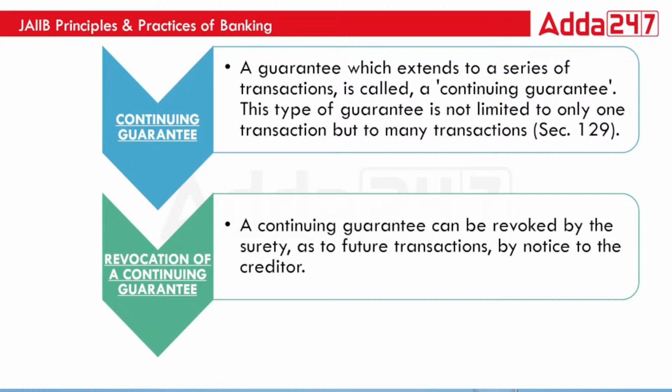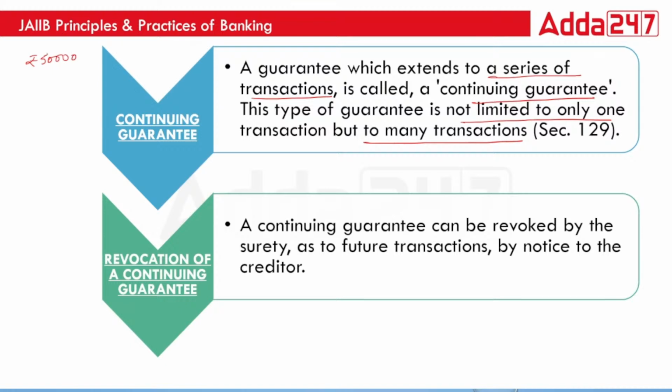Now, continuing guarantee. What is a continuing guarantee? Where there is a series of transactions, this is called a continuing guarantee. This type of guarantee is not limited to one transaction, but there are many transactions involved in it. Suppose you have asked a shopkeeper that you can sell goods to my kids up to rupees 50,000.